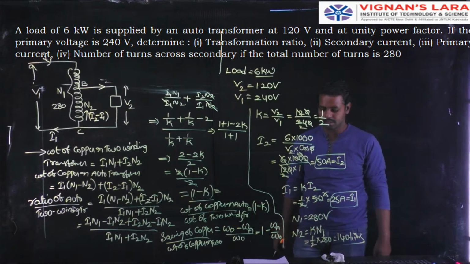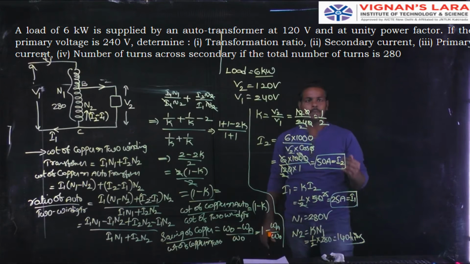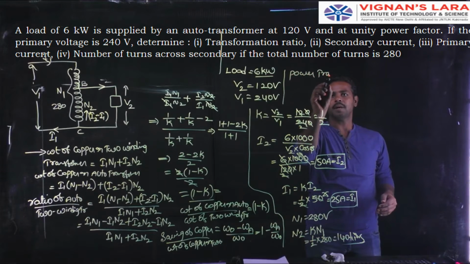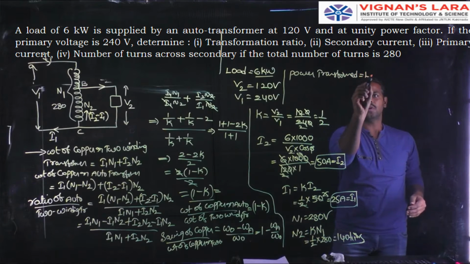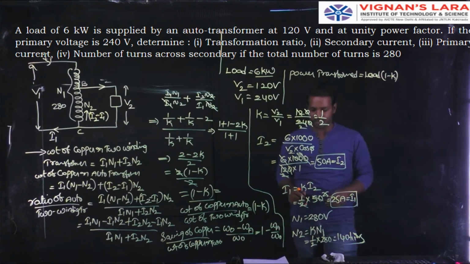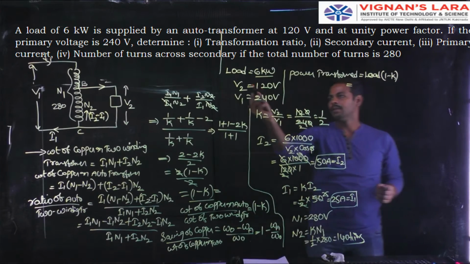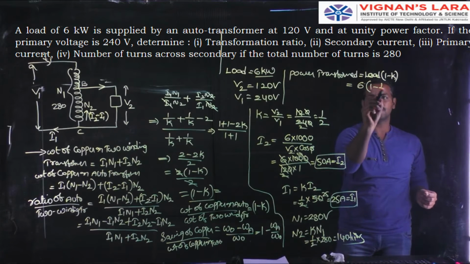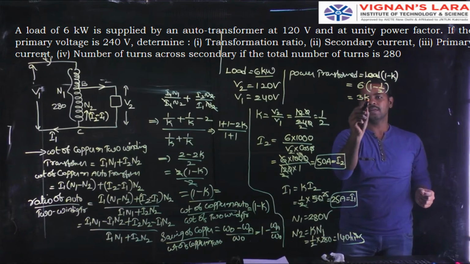Finally, the power transformed and the power conducted. The power transformed is also calculated. Power transformed is equal to the load multiplied by 1 minus K. The load is 6 kilowatts multiplied by 1 minus K, where K is 1 by 2. 1 minus 1 by 2 is equal to 1 by 2, and 1 by 2 into 6 is equal to 3 kilowatts.